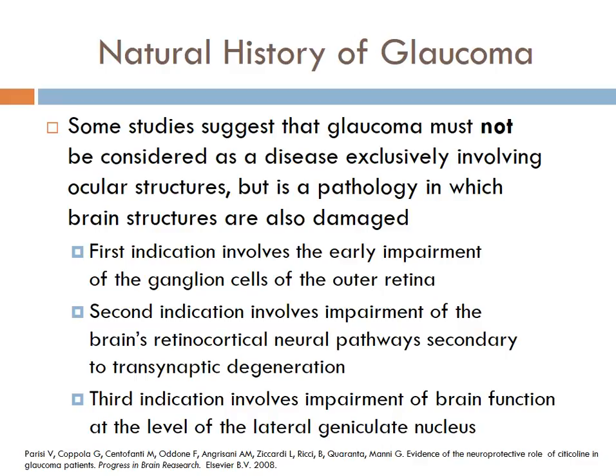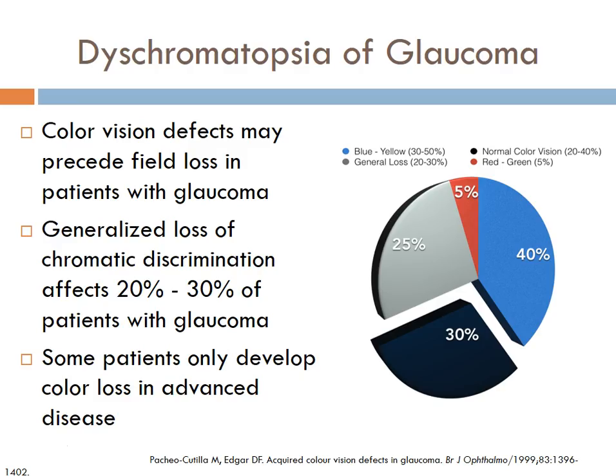We know this from studies that show that the lateral geniculate nucleus is damaged. You've got impairment of the ganglion cells in the outer retina. These bullets here explain it all. It's all true. So you've got to recognize that when we're talking about glaucoma, we're not talking exclusively about an eye disease, but also a brain disease too. What we know now, and we've known it for a while, is that color vision defects can precede visual field loss in patients with glaucoma.